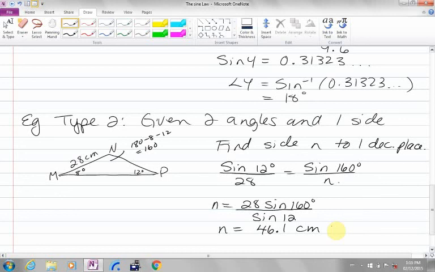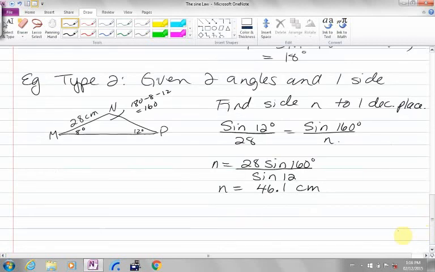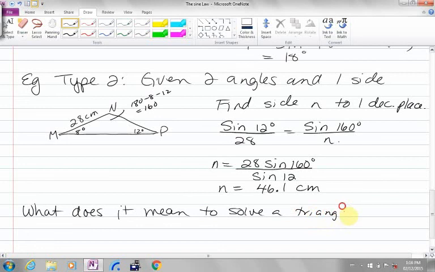Okay, we're running out of time. So I'm going to give you an example, but we need to explain one more thing to you before we do that. What does it mean to solve a triangle?